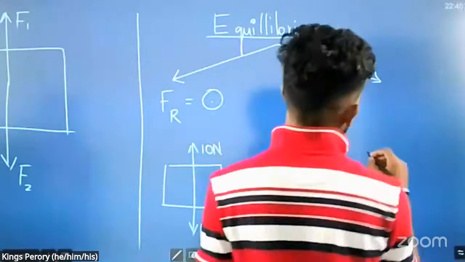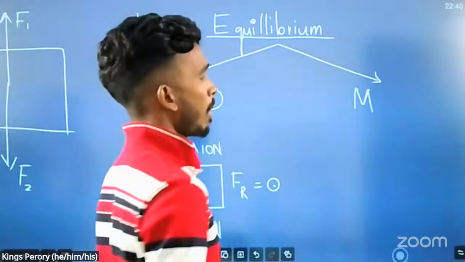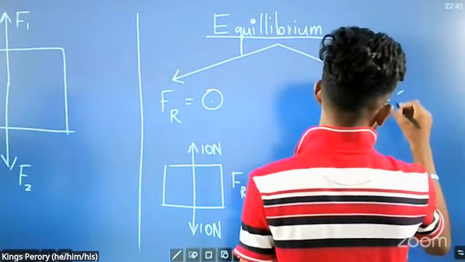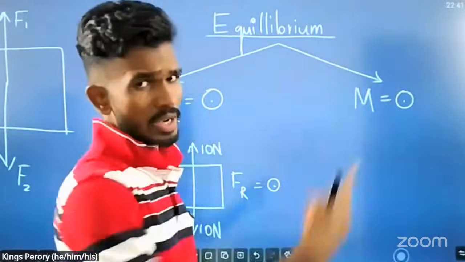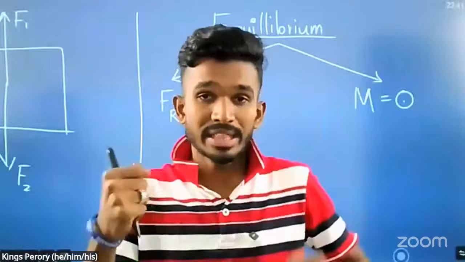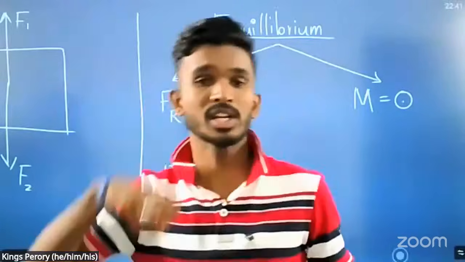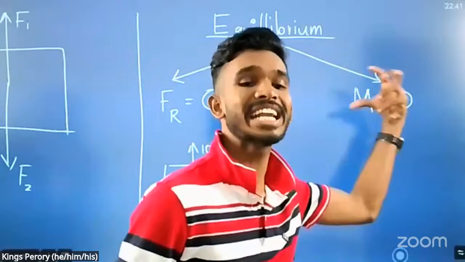Number 2, the total moment also should be 0. Moment, I already did. What is moment? Turning effect. The turning effect also should be 0. The total resultant should be 0 and the total turning effect should be 0.